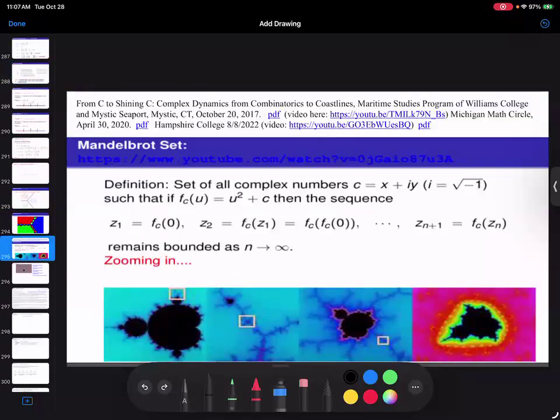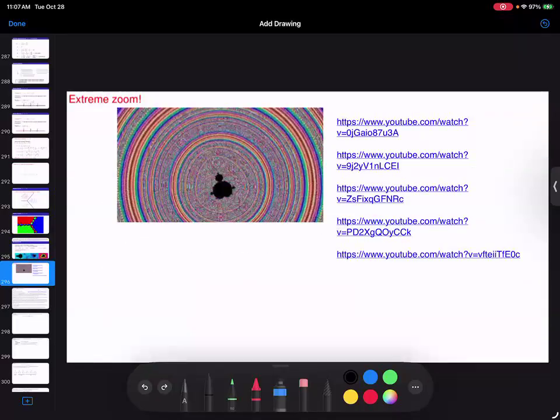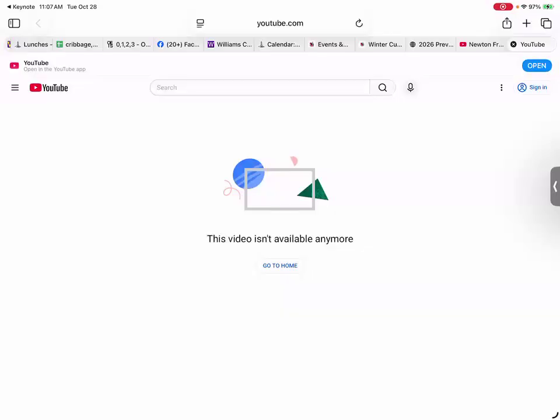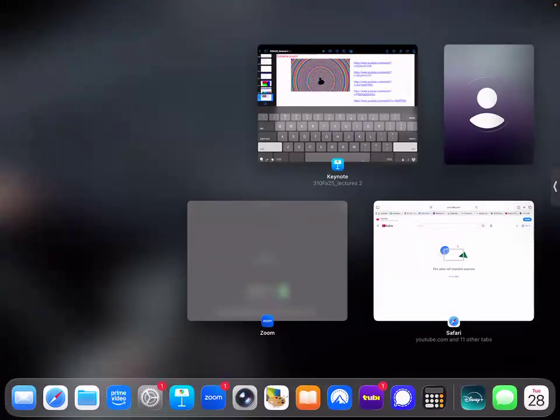So hopefully people have seen the Mandelbrot set before. If you want more details on stuff like this, again, always happy to chat. I put some links to slides and talks I've given on the subject. I've also put some links onto some Zooms. I forget which one is the best one to do for the extreme zoom. I'll just randomly try this one. A lot of these have cheesy links. The video is not available anymore. Okay, let's try a different one.